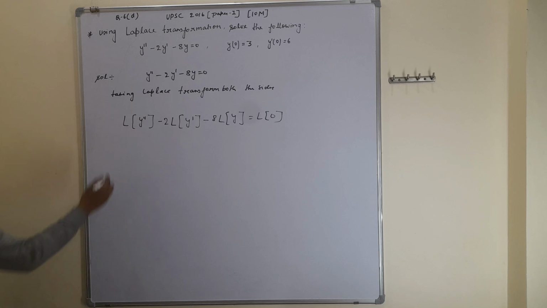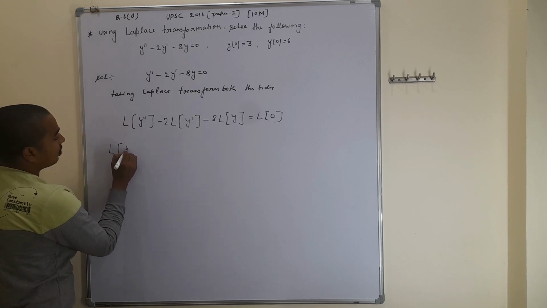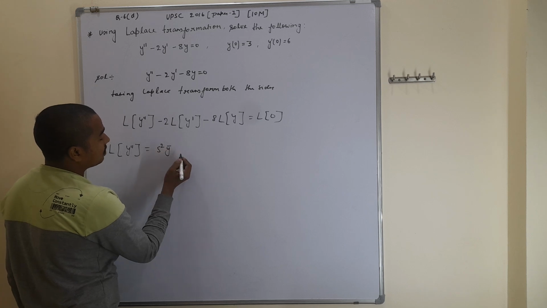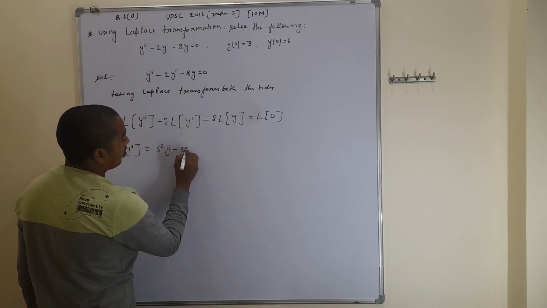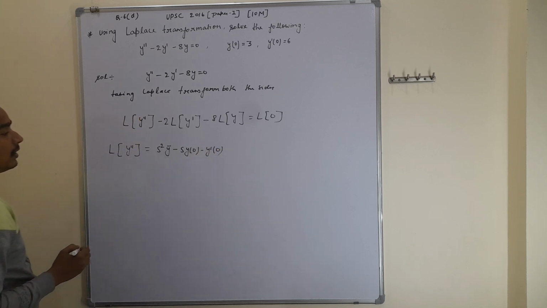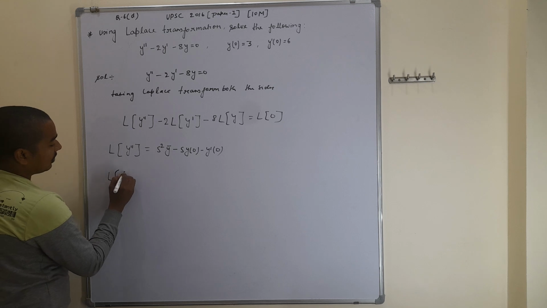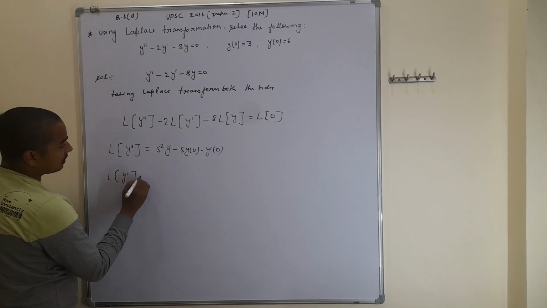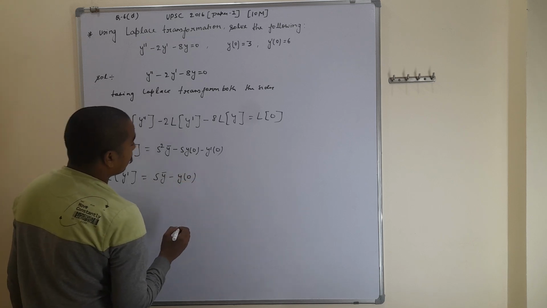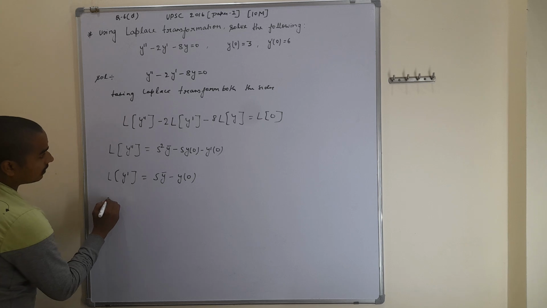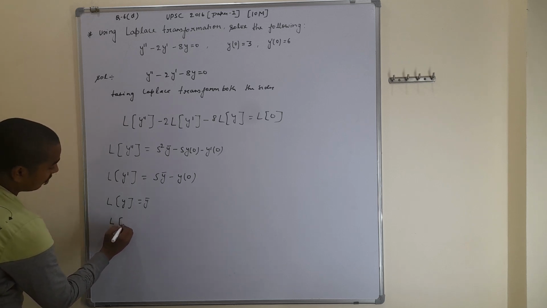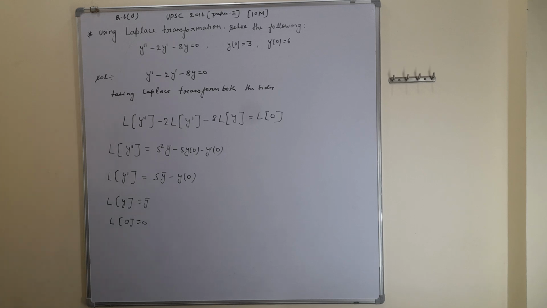We have to know that Laplace of y double dash is written as s square y bar minus s y(0) minus y dash(0), and Laplace of y dash is written as s y bar minus y(0), and Laplace of y is written as y bar, and the Laplace of 0 is 0. Then further we have to proceed.